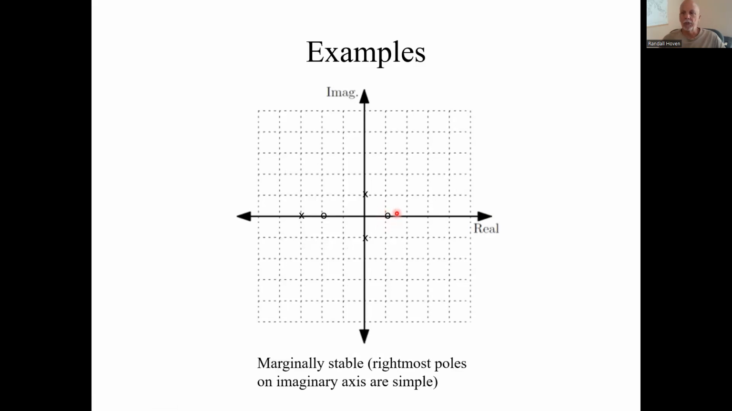Here we got a zero over to the right, ignore it. But the rightmost poles are exactly on the imaginary axis. But there's just one X in each location. Those are simple poles. These poles are not repeated. That is what we call marginally stable.